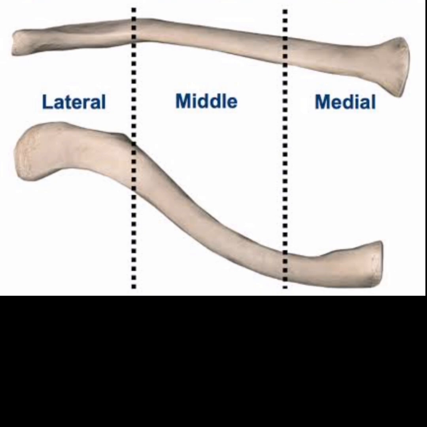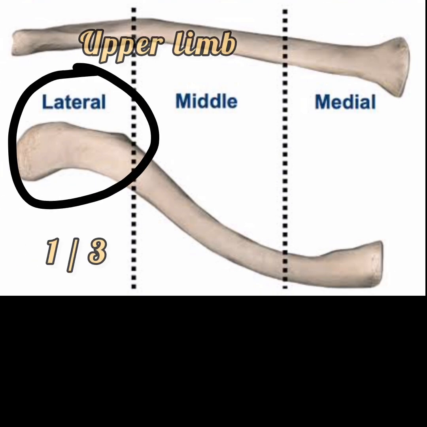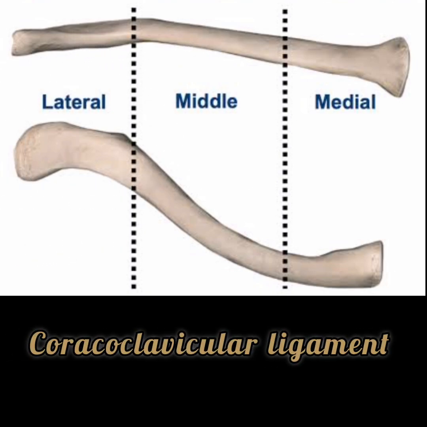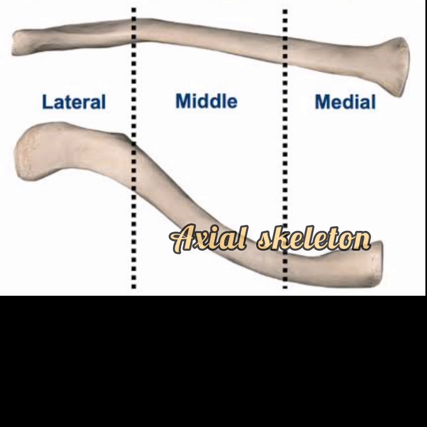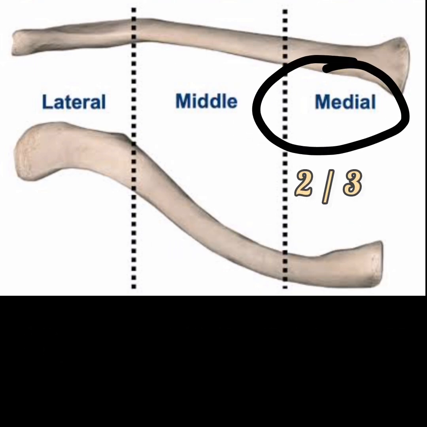It receives the weight of the upper limb via the lateral 1/3 through the coracoclavicular ligament and transmits it to the axial skeleton via the medial 2/3 part. The features of the clavicle.